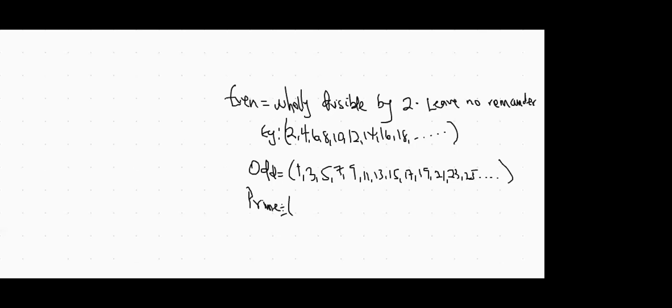Prime numbers are numbers which have only 2 factors, 1 and the number itself. So prime numbers are numbers that are greater than 1 and have only 2 factors. Please, let's take note. Prime numbers are numbers which are greater than 1 and they have only 2 factors. So that tells you automatically that 1 is not a prime number.